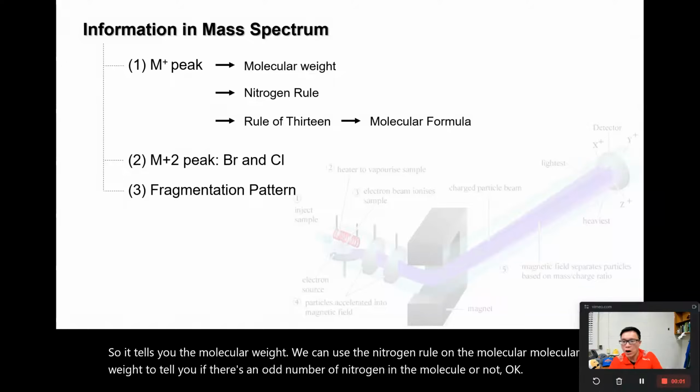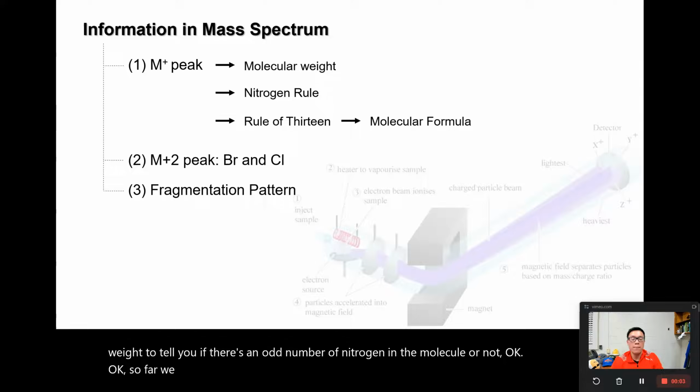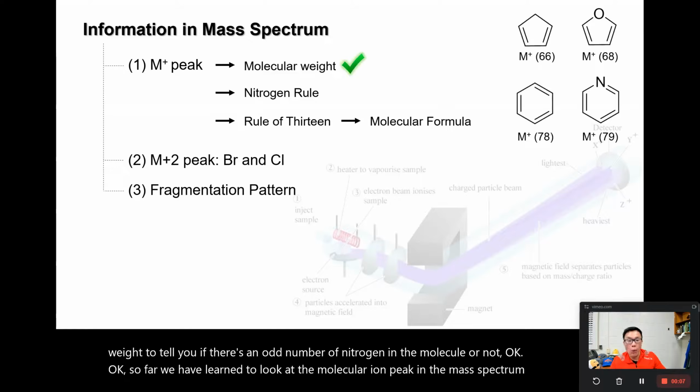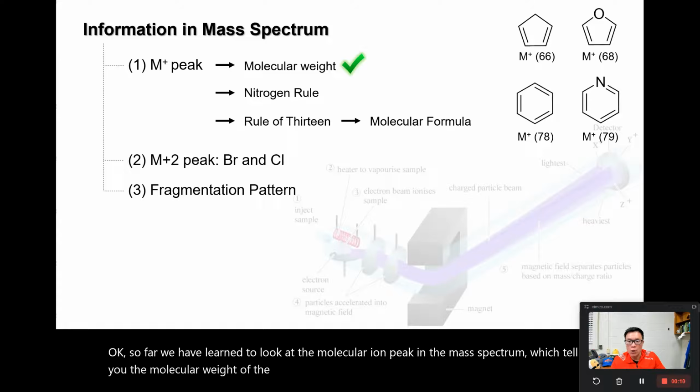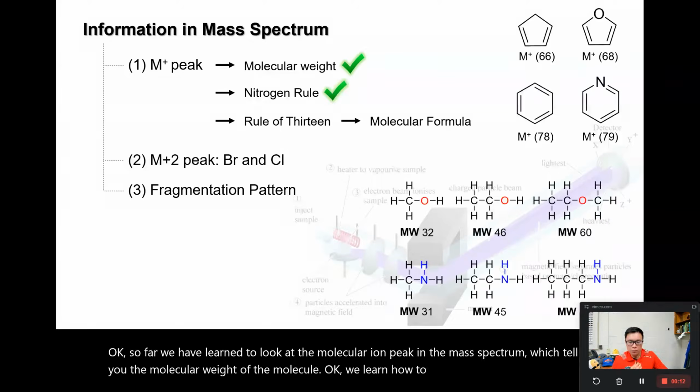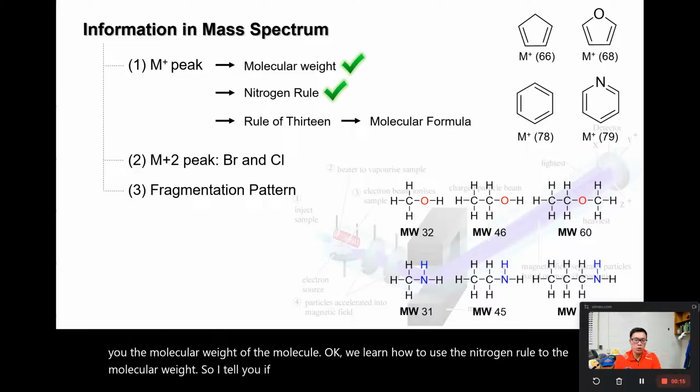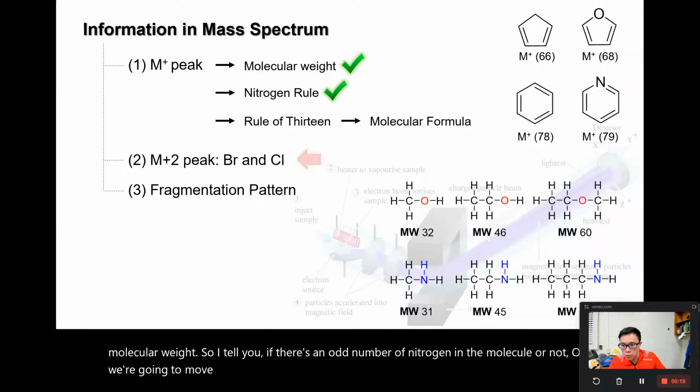Okay, so far we have learned to look at the molecular ion peak in the mass spectrum, which tells you the molecular weight of the molecule. We learned how to use the nitrogen rule on the molecular weight, so it tells you if there's an odd number of nitrogen in the molecule or not. All right, we're gonna move on to this one, the M+2 peak.